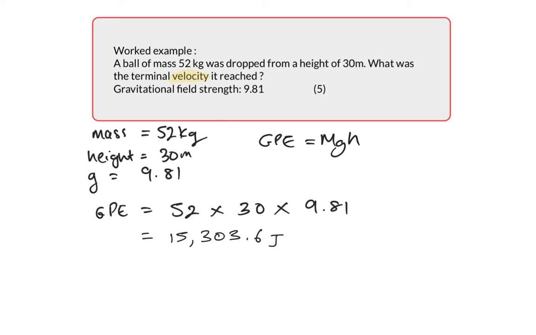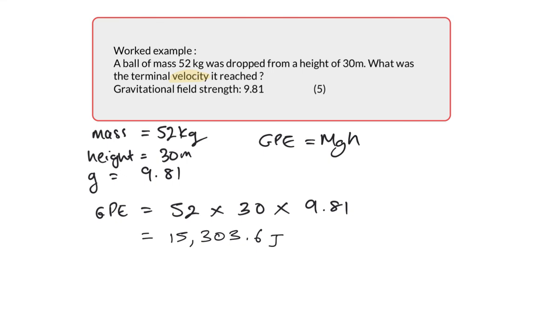Now the next step is where we need to make an assumption. As this ball is dropping, we need to make the assumption that the loss in gravitational potential energy is equal to the gain in kinetic energy. So as we drop it, the amount of energy being transferred to its kinetic energy store is equal to the amount being lost from its gravitational potential energy store. We'll talk about when that might not be the case in a second.